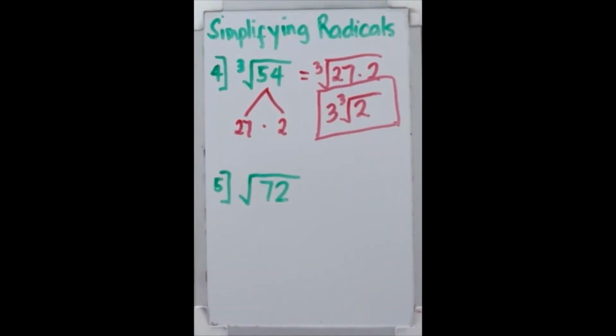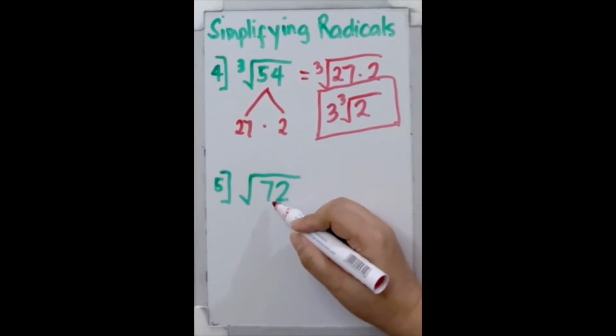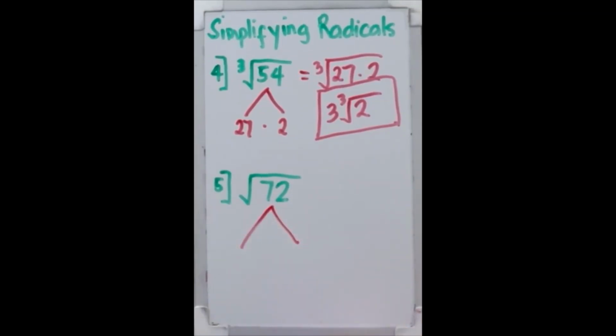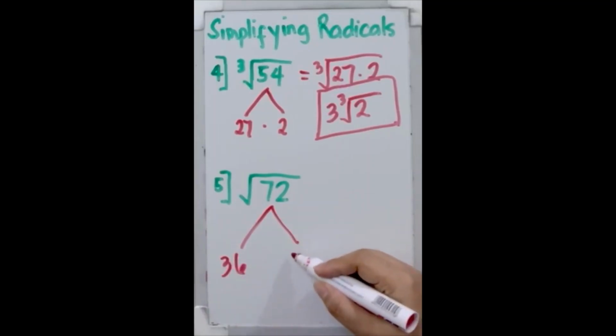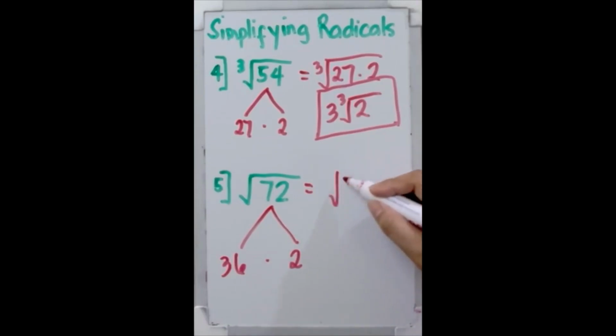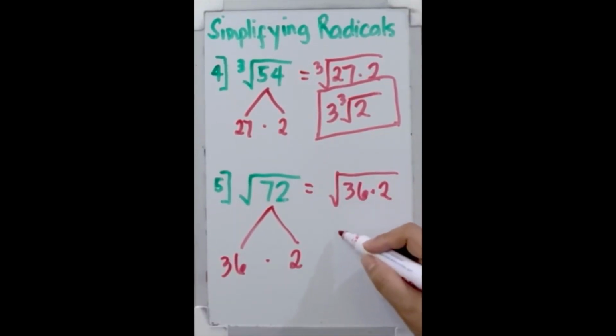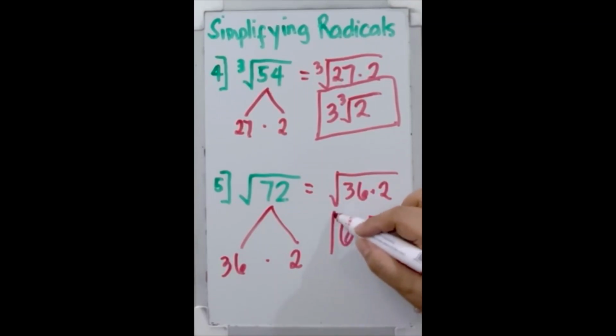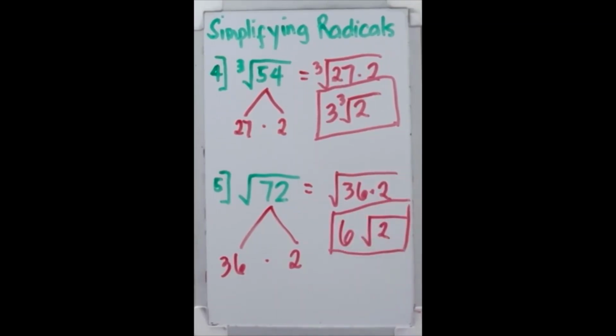Our last example is the square root of 72. Let's get first the factors of 72, which are 36 and 2. So 36 times 2 is 72. Rewriting this, we will have square root of 36 times 2. Let's get first the square root of 36, and this is equal to 6. 6 times 6 is 36, and then we will just write beside it the square root of 2. So square root of 72 is equal to 6 square root of 2.